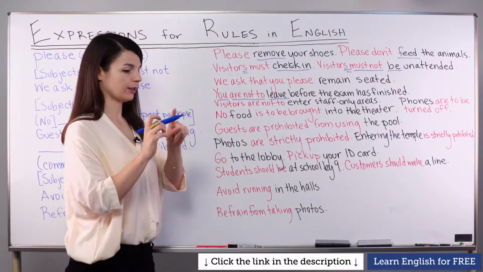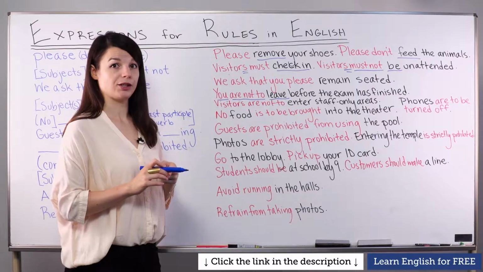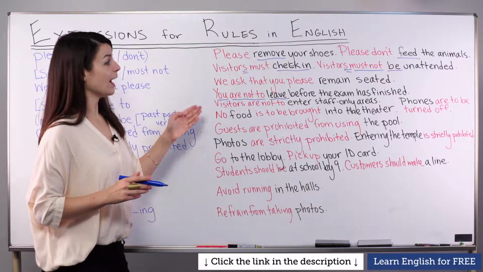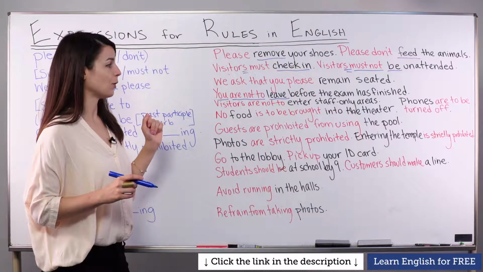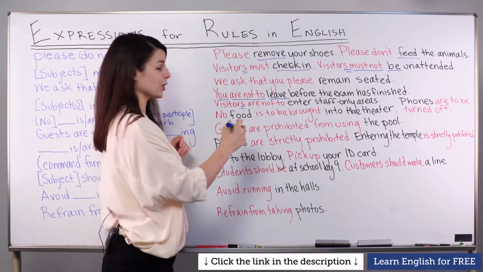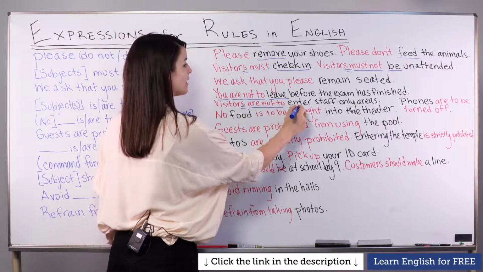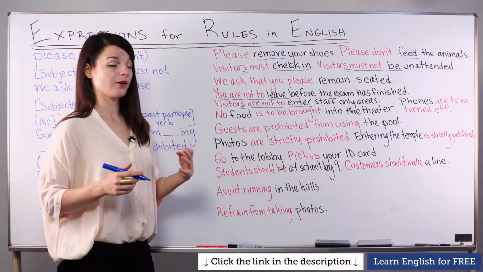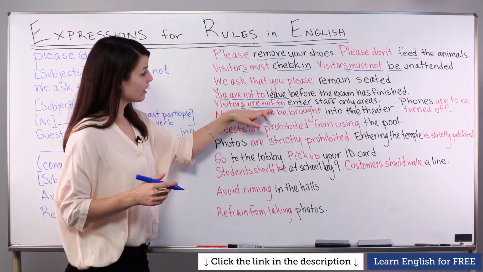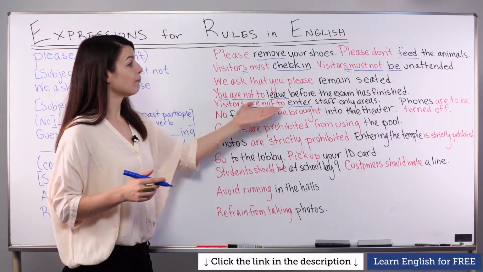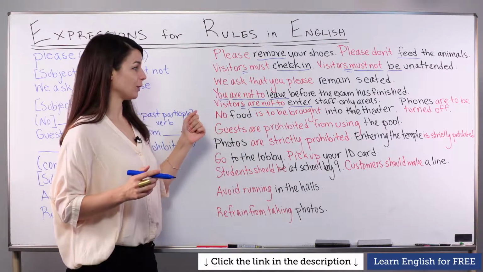So this might appear on like an examination guideline sheet. Let's see one more example. Visitors are not to enter staff-only areas. So here we see the same thing. This time it's plural, visitors. Are not to enter is my verb. Are not to enter staff-only areas. So again, this is the negative, are not to, which means visitors must not enter staff-only areas.